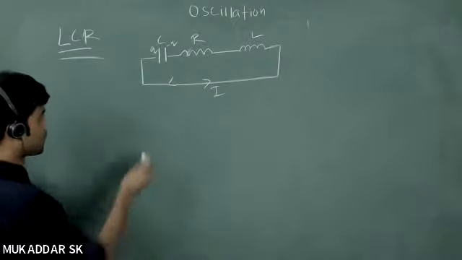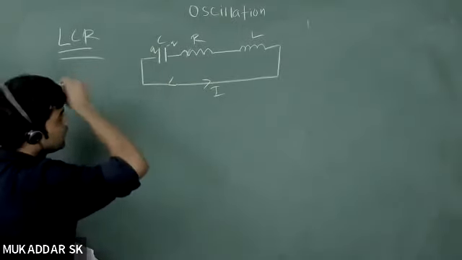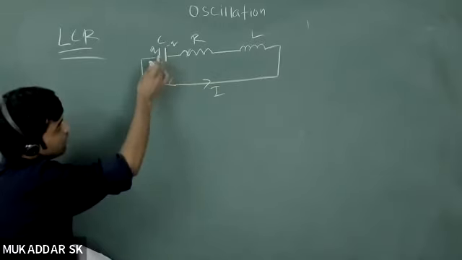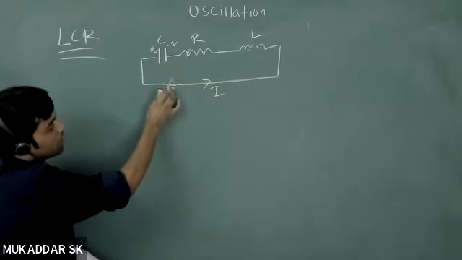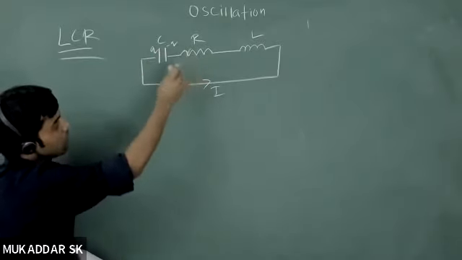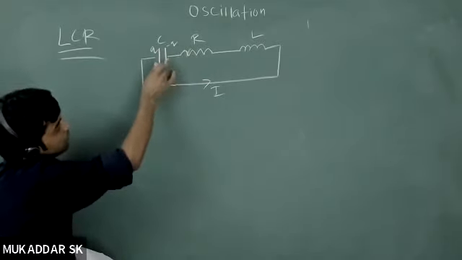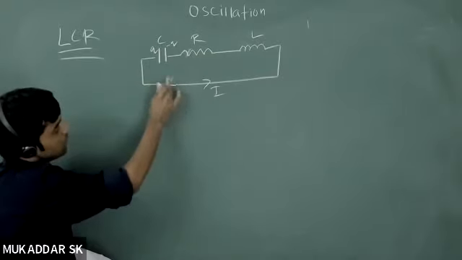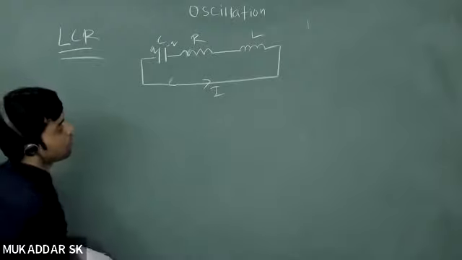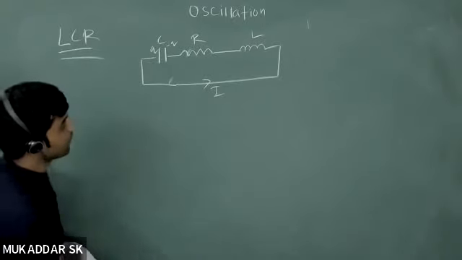Okay, so your current is flowing in the circuit because initially you have charged this capacitor, and after charging you close this key. So when you are charging this capacitor, your key is open, so no current can flow or charge cannot flow. After full charge, you close this key, so now there will be sudden flow of charge, so there will be flow of current, right?